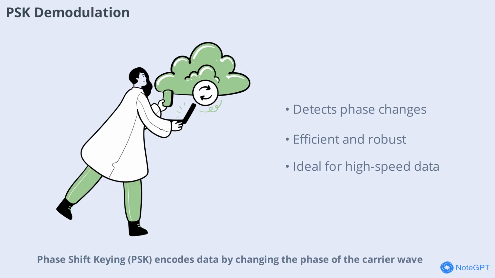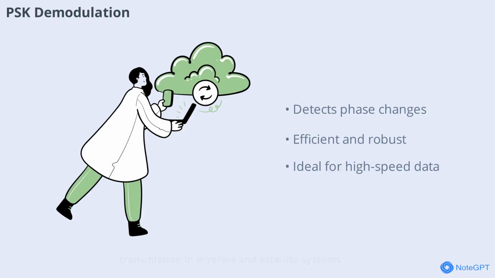Phase shift keying, PSK, encodes data by changing the phase of the carrier wave. Demodulating PSK signals involves detecting these phase changes and reconstructing the original digital data. PSK is highly efficient and robust, making it ideal for high-speed data transmission in wireless and satellite systems. Its effectiveness in noisy environments has made it a cornerstone of modern digital communication.